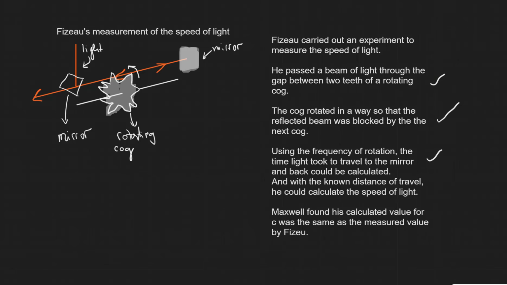And with the known distance of travel, this whole distance, by the way, was kilometers. It was around 8 or 9 kilometers across this entire distance, because the speed of light is so large. But you could use that to calculate the speed of light. And Maxwell found that his calculated value for the speed of light was the same as the value measured by Fizeau, once again confirming that light is a transverse electromagnetic wave.